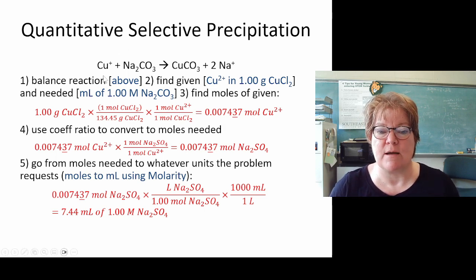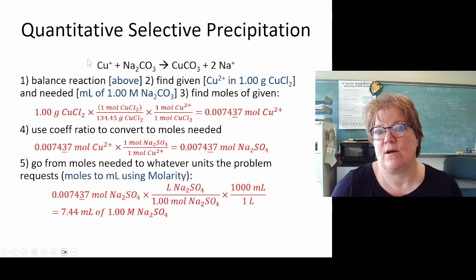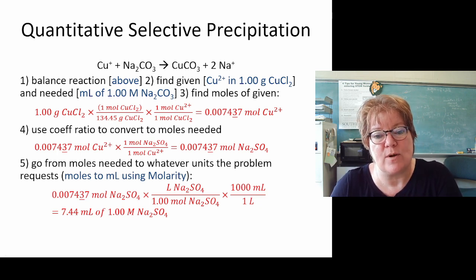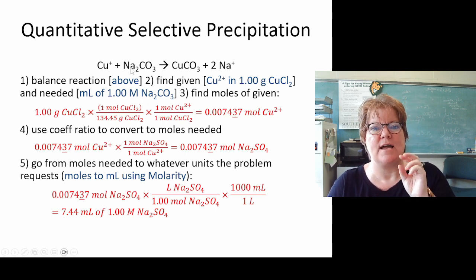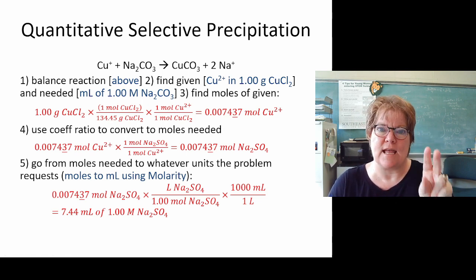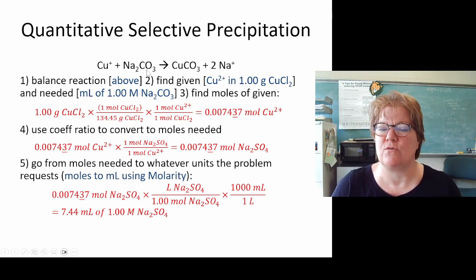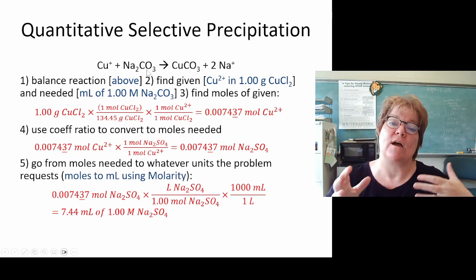This is the one I'm given. I'm given 1 gram of copper chloride. That's enough to determine the number of moles. I am given 1 molar of sodium carbonate, but it's asking me how many milliliters of the reagent I need. So it's the thing I need to find out. Plus, as you know, for moles, I need 2 things. I need the molarity and the milliliters to determine moles. So I don't have enough to figure out how many moles of sodium carbonate I need. That's the thing I'm trying to find.